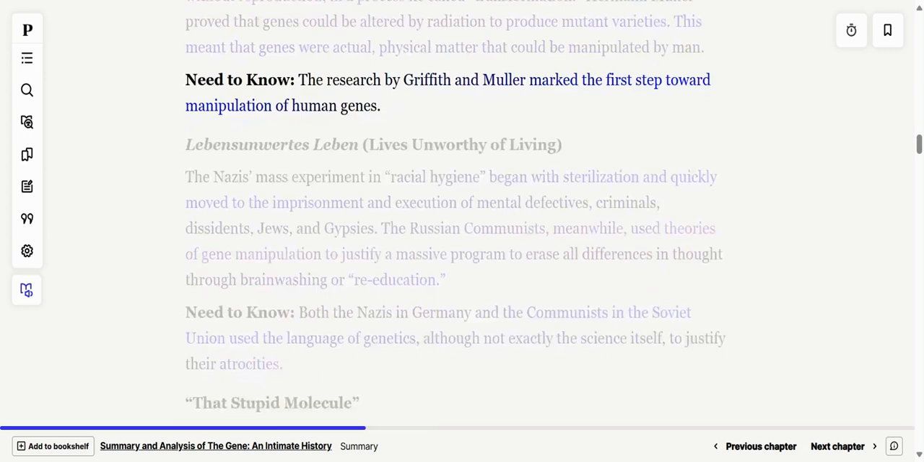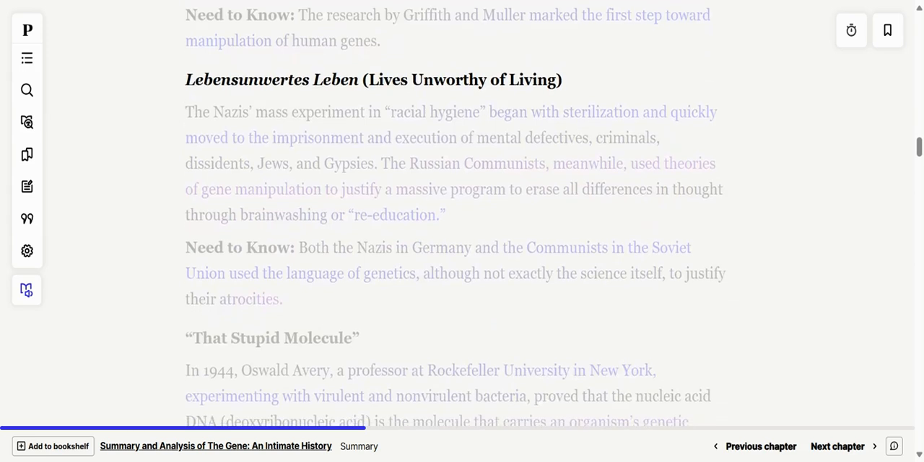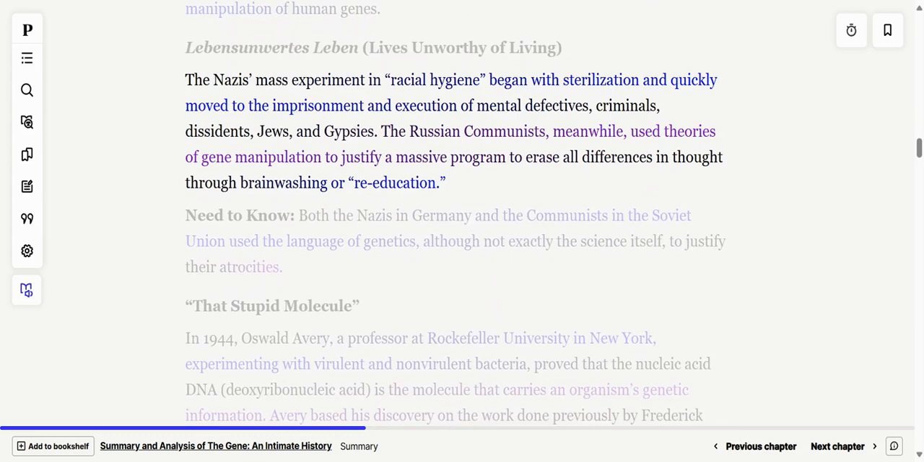The Russian communists, meanwhile, used theories of gene manipulation to justify a massive program to erase all differences in thought through brainwashing or re-education. Need to know: both the Nazis in Germany and the communists in the Soviet Union used the language of genetics, although not exactly the science itself, to justify their atrocities.